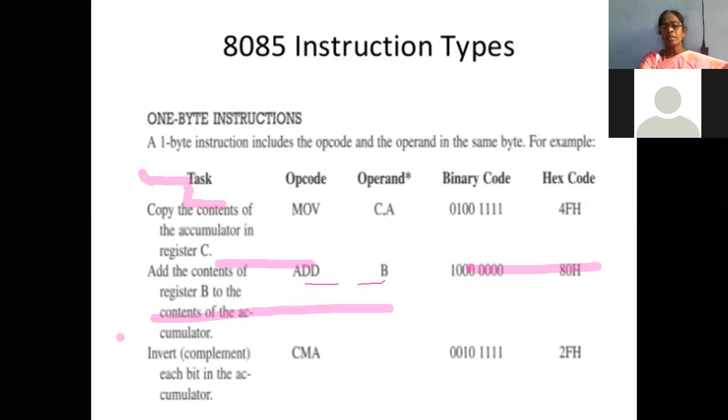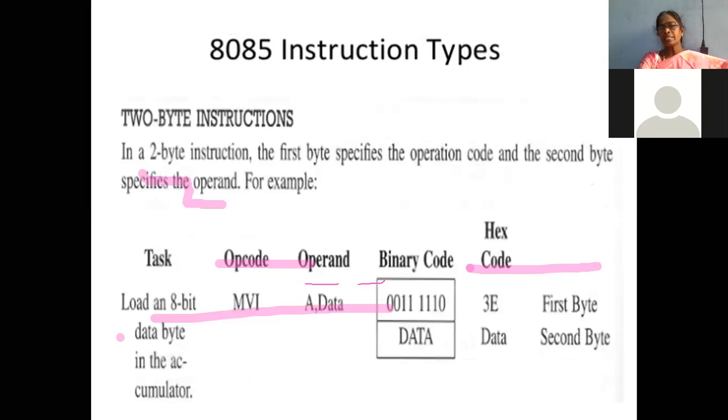Here there are three types of instructions: 1 byte instruction, 2 byte instruction and 3 byte instruction. You might have studied this in architecture also, right?